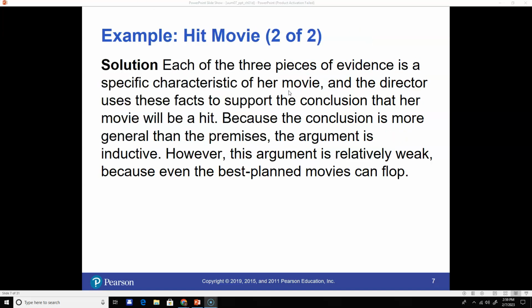So the solution, each of the three pieces is specific, as we talked about, but the conclusion is more general, so that makes the argument inductive. But the argument is weak because even the best planned movie can flop. Okay, so it's basically essentially what we said. All right.